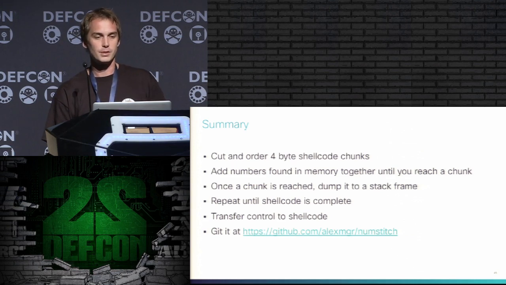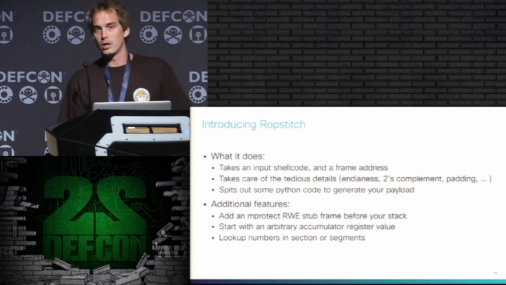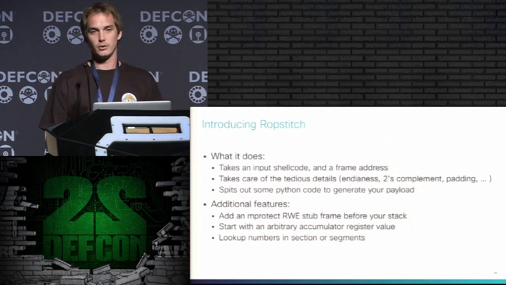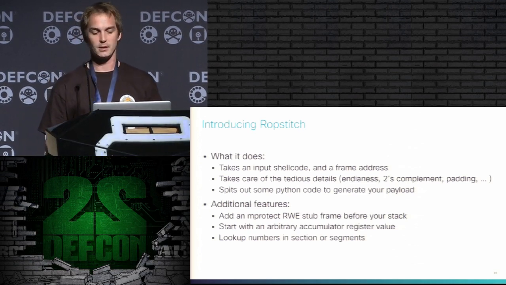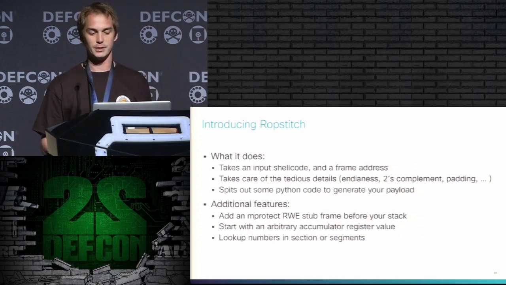So I wrote a tool also which automates all this process, where you just give it a shellcode and it will spit out some Python code to generate your payload exploit. You give it an input shellcode, so anything you want. You give it a frame address, so where you want to copy your data to, which will generally be the data section. It takes care of all the boring details which make your life hell, so endianness, 2's complement, padding, and so on. And it will spit out a bunch of Python code which generates your payload. If you're familiar with CTF tools like ROPgadget, it does something pretty similar to that.